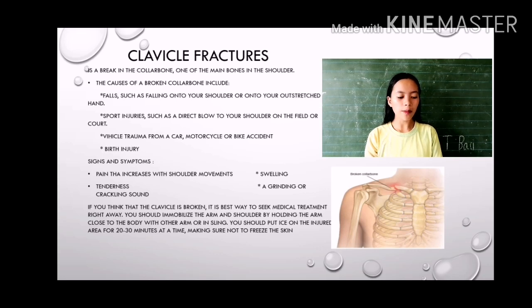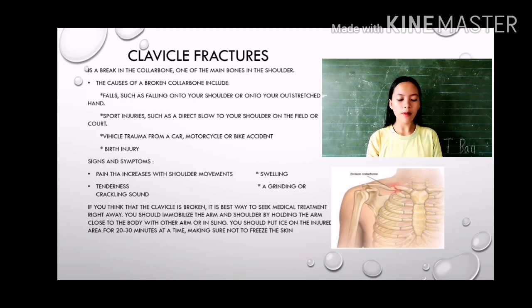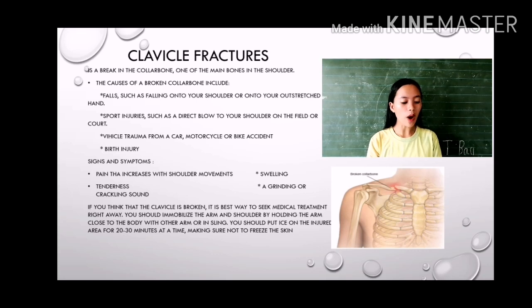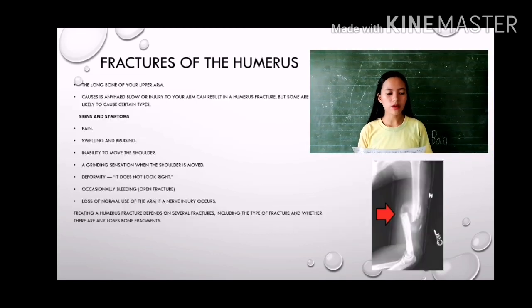So we have here the proper care of a clavicle fracture. Most clavicle fractures can be treated by wearing a sling to keep the arm and shoulder from moving while the bone heals. Fractures of the humerus.